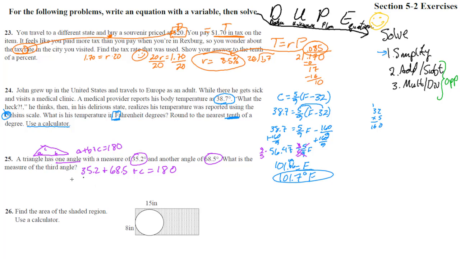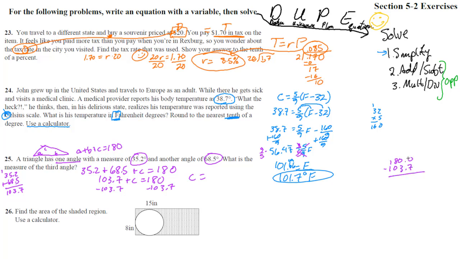All right, 35.2, we better add those two together. 35.2 plus 68.5. 2 plus 5 is 7. 5 plus 8 is 13. And 1 plus 3 plus 6 is 10, so 103.7. So we have 103.7 plus C equals 180. What do you do with that? Get C by itself by subtracting 103.7 from both sides. And we get C equals 180 minus 103.7.